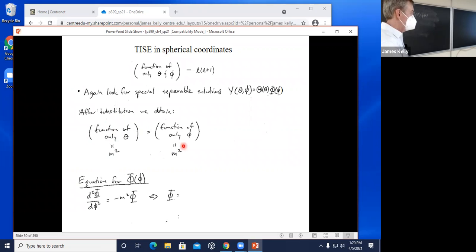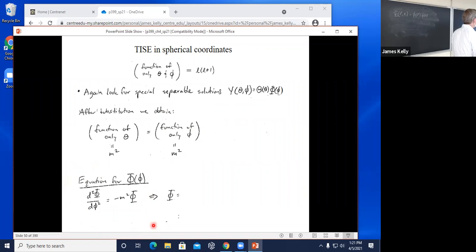And you have to kind of think about that. If m is allowed to be any complex number, then m squared could be any complex number. And so the constant could be any complex number that you like. There's nothing that's less than general at this point. When we look at this equation over here, we set the resulting function of only phi equal to m squared. It's a nice simple differential equation.